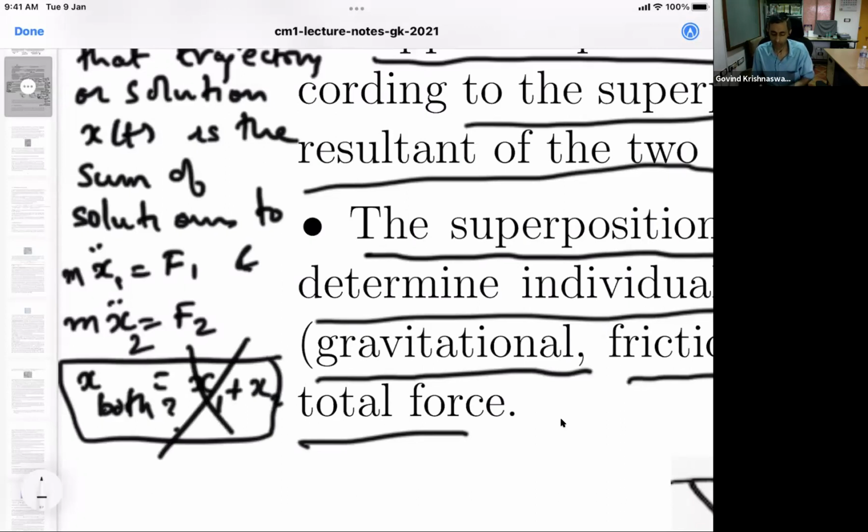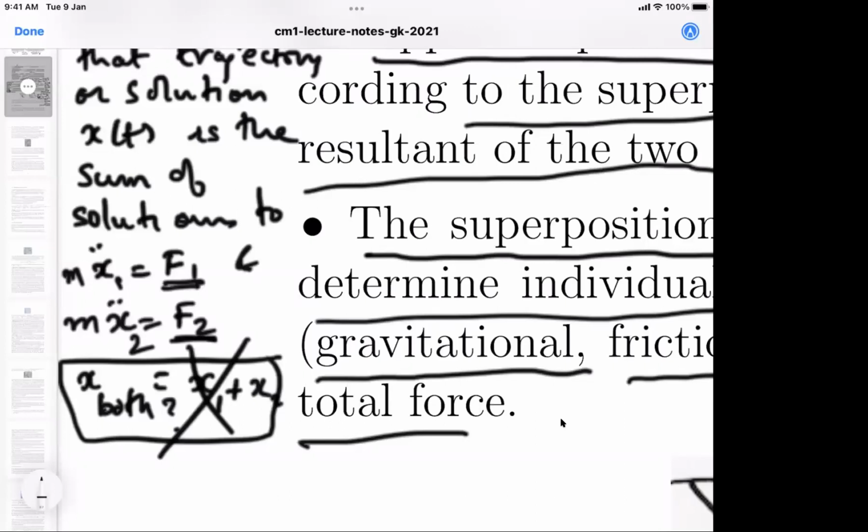The reason for that, generally, is that the forces themselves may depend in a non-linear fashion on the position and velocity. Because of those non-linearities, you cannot simply take solutions of individual force equations and add them up to get the solution when both forces are present. So Shubham, is that clear?